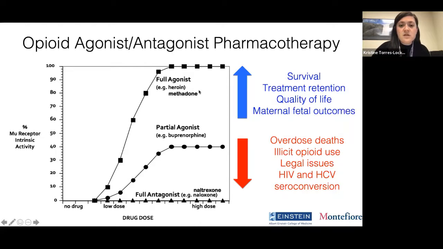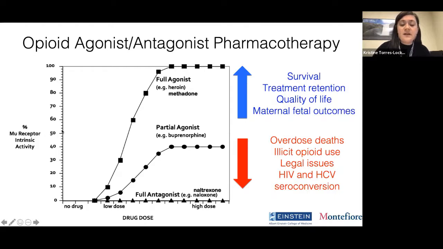So the one thing to know about methadone is that it's a full agonist, right? So the more drug you give, the more activity you have at the mu opioid receptor. And so that can lead to euphoric effects, but also analgesic effects, but also respiratory depression. So there is a risk of overdose with too much methadone and combining with other sedatives like benzos, alcohol, heroin, fentanyl, et cetera.